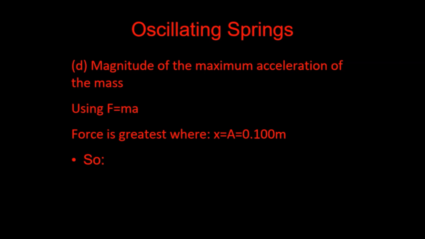By F equals kx, the maximum extension of the spring means the maximum recoil force you'll have. So x is equal to A, which is 0.1 meters. So the maximum acceleration will be F max over m.